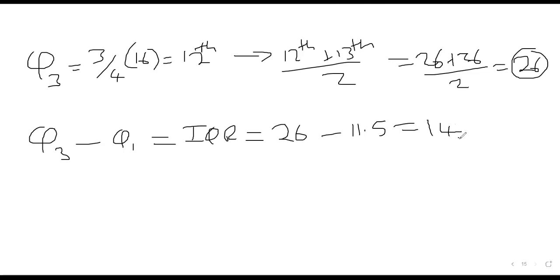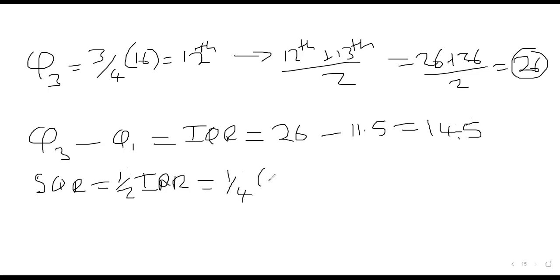When we have the 14.5, who remembers what we get? The semi-quartile range, correct, or the quartile deviation. So half of the interquartile range is called the semi-quartile range. So half of 14.5 is called what? A semi-quartile range. Okay. So we get 7.25.